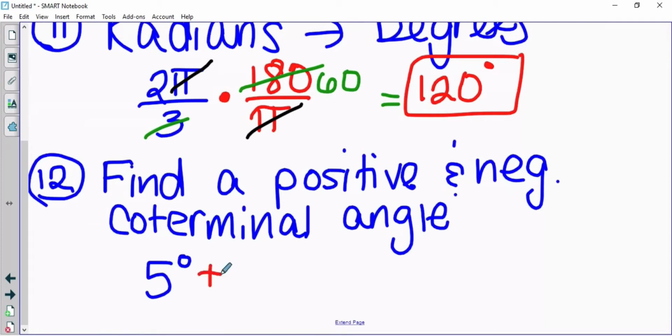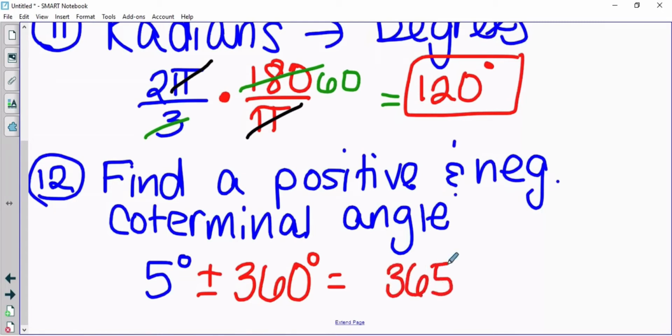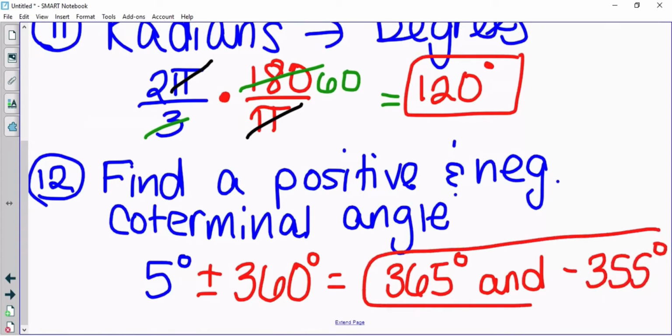So my rule is I can add or I can subtract a full circle to 5 degrees. Well, a full circle is 360 degrees. So if I do 5 plus 360, I get 365 degrees. And if I were to do 5 minus 360, I get negative 355 degrees. And those ones are my answers.